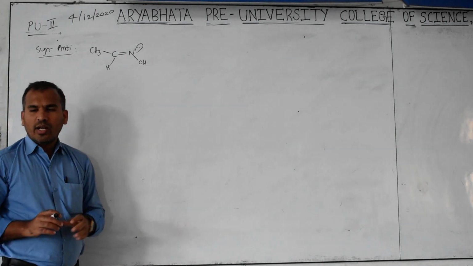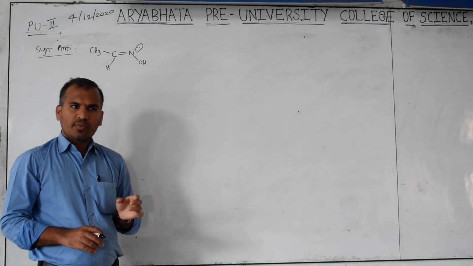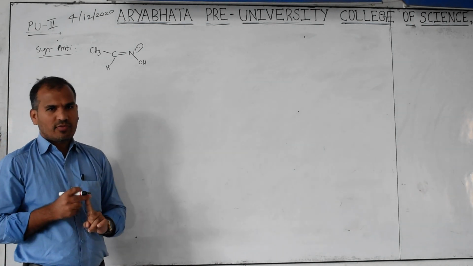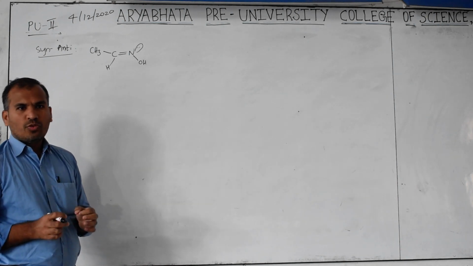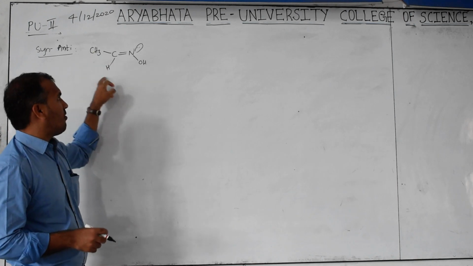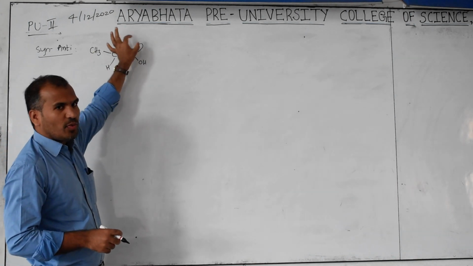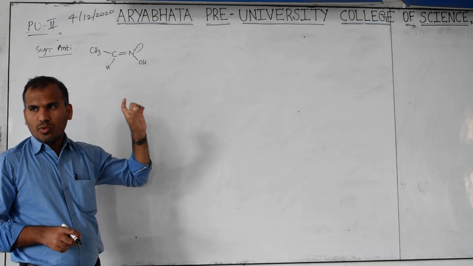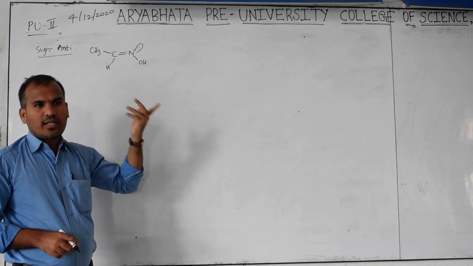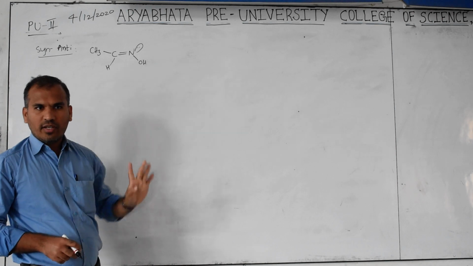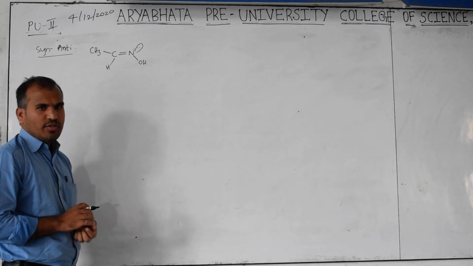Now we have to identify whether it shows geometrical isomerism or not. What are the conditions? First, restricted rotation should be present. Second, the groups at the restricted rotation should be different. A lone pair is also considered one group. Here also the groups are different, so the relative distance is different. So it shows geometrical isomerism.